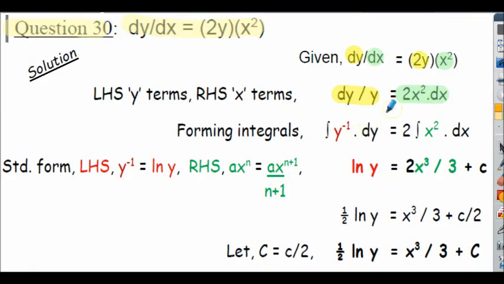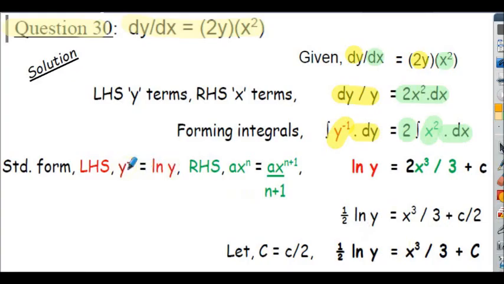So on the next line we're simply going to integrate. Notice I brought the y from the bottom line to the top line, so I've stated it's y to the -1 multiplied by dy. On the right hand side I've left the constant 2 outside of the integral, so it's 2 multiplied by the integral of x squared dx.